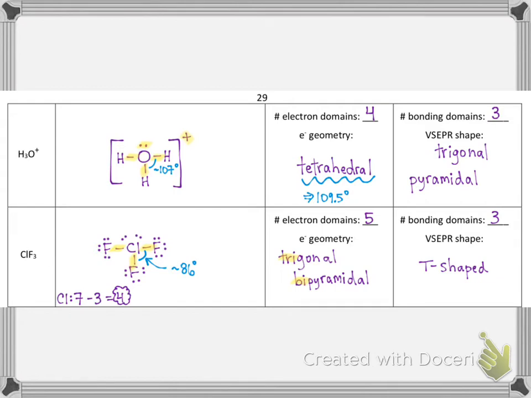Ta-da! Don't worry, we're going to practice this lots more in class, but you are now ready to move onward and upward to the next video, where we get to learn something fun and exciting, sigma and pi bonding, as well as orbital hybridization. It's going to be awesome.